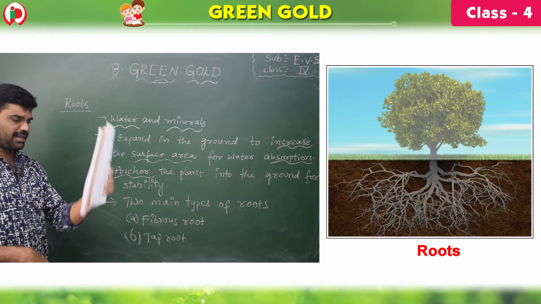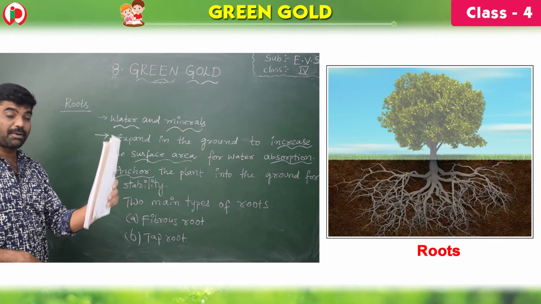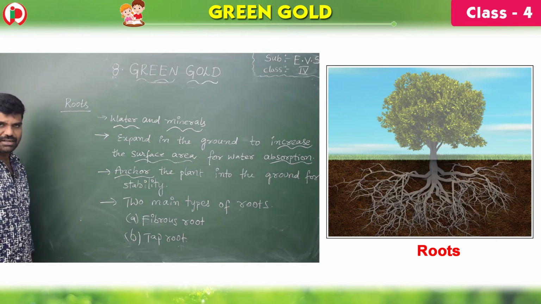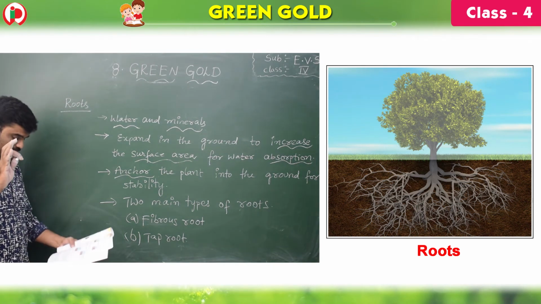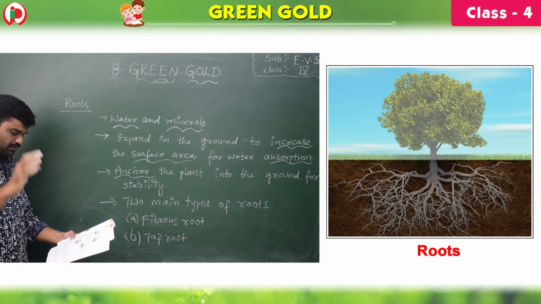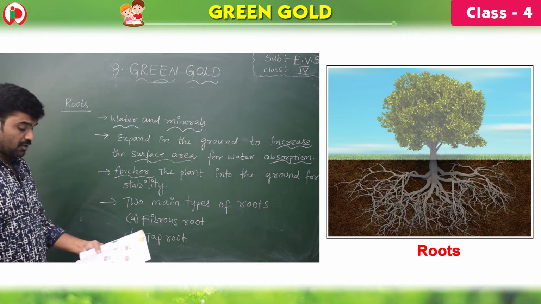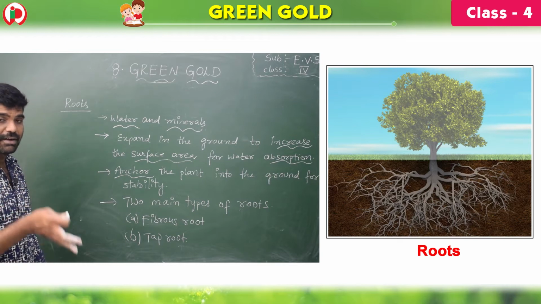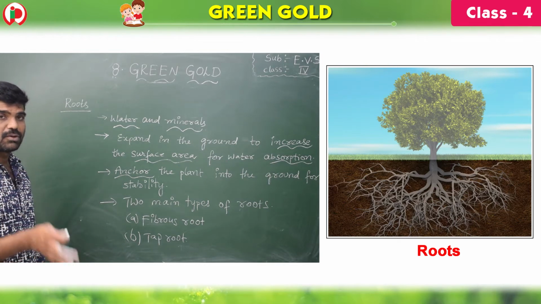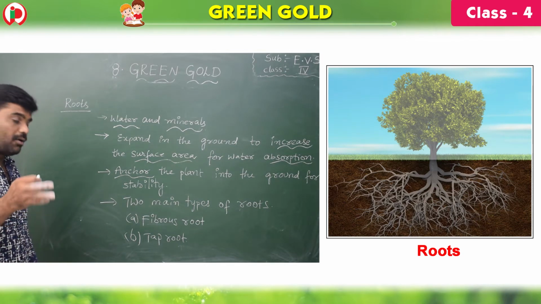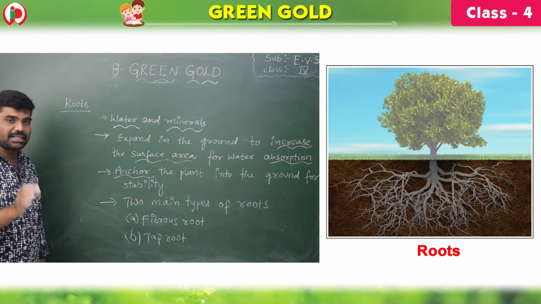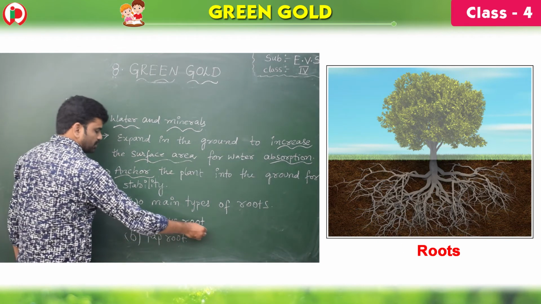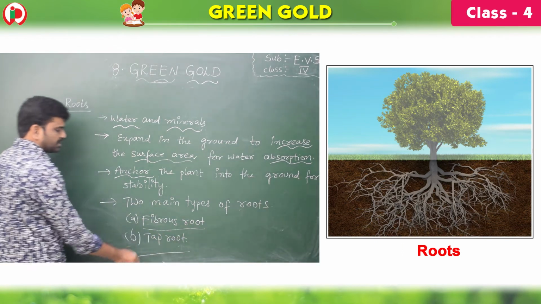The roots help in anchoring the plant to fix it in a proper place. Children, there are mainly two types of roots according to the origin of development and branching pattern. That means how they will develop and how the branches will grow. The two main types are the fibrous root system and the tap root system.